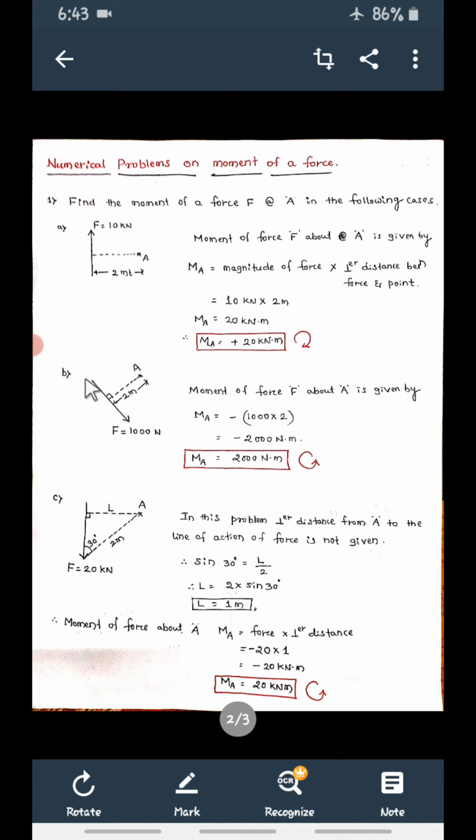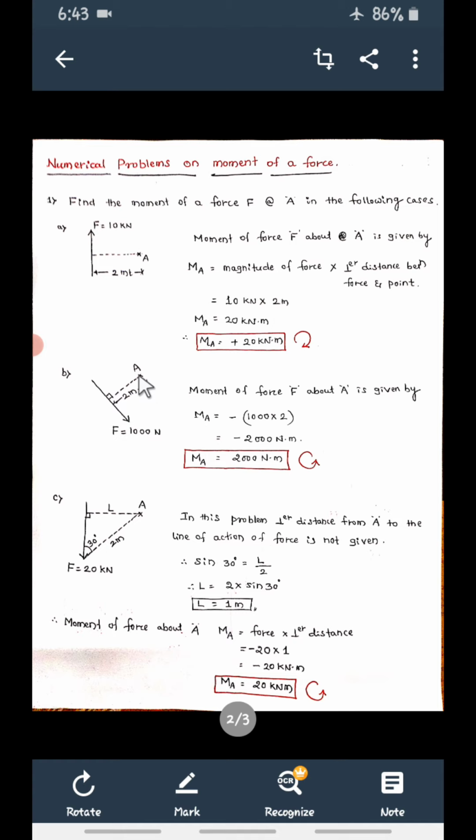Second case, same force. F is now 1000 Newton and point A is here. And this is a perpendicular distance. Is it right? So perpendicular distance between this force and A is 2 meter. Now what is the moment of this force about A now? Again, force into perpendicular distance. So force is 1000 Newton. Perpendicular distance between this force and A is 2 meter.